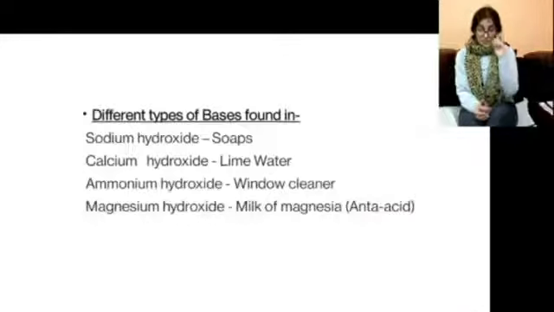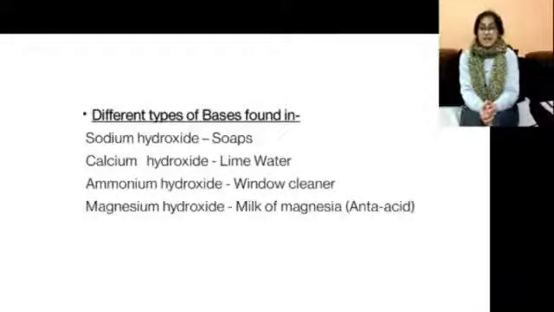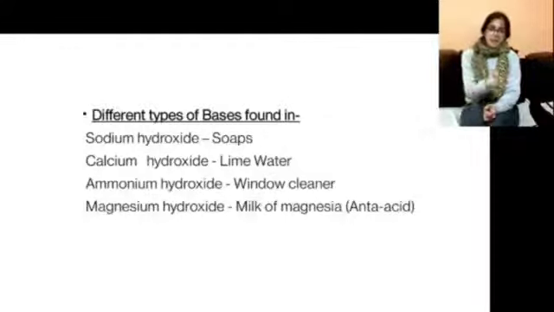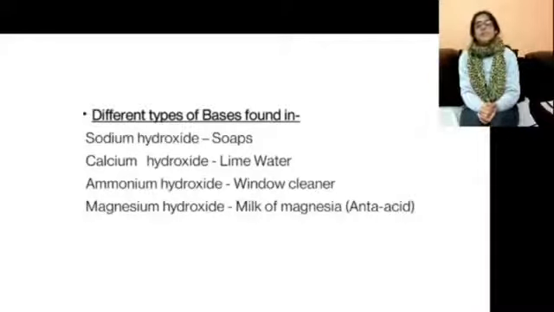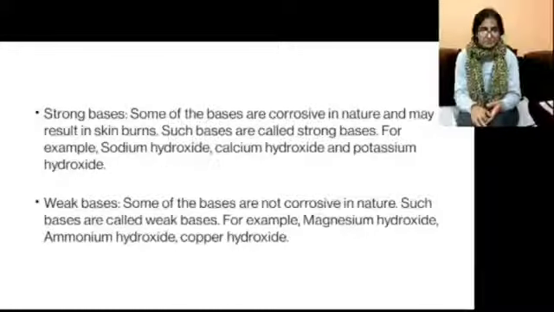Now, different types of bases: sodium hydroxide is basically found in soaps, calcium hydroxide in lime water. Now, what is the chemical formula for calcium hydroxide? Ca(OH)2. Ammonium hydroxide is present in window cleaner, and magnesium hydroxide is a very well-known base which we use. You must have heard about indigestion, right? And magnesium hydroxide, also known as milk of magnesia or an antacid, helps us to relieve indigestion.